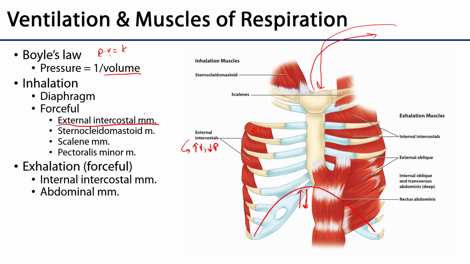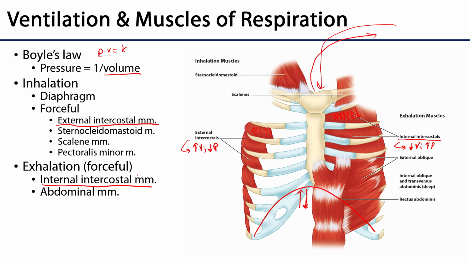For forceful exhalation, you have the internal intercostal muscles. Internal intercostal muscles, when they contract, they pull the ribs downward and inward. So the internal intercostal muscles, they're going to decrease volume and therefore increase pressure. So they're going to be more involved with forceful exhalation, or the movement of air out.